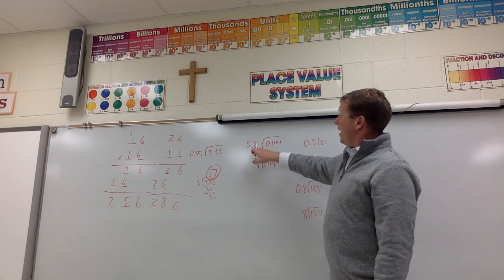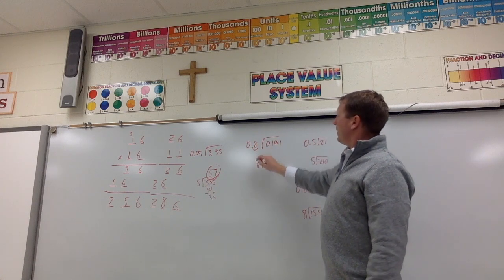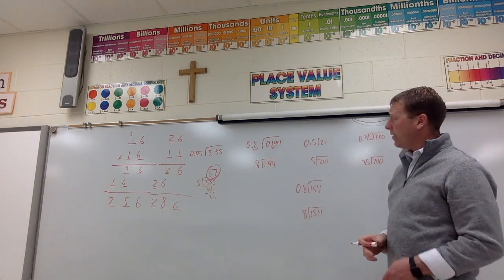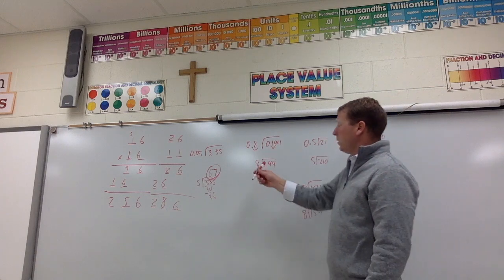Division problem number 2. 144 thousandths divided by 8 tenths. Over once on the outside, over once on the inside. My new problem is 8 divided by 1 and 44 hundredths.